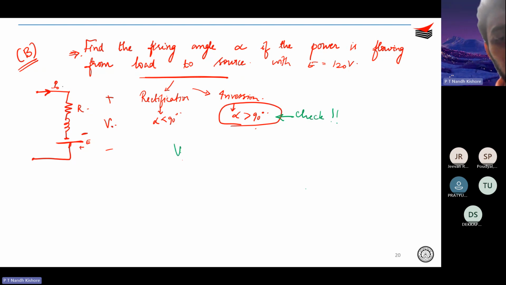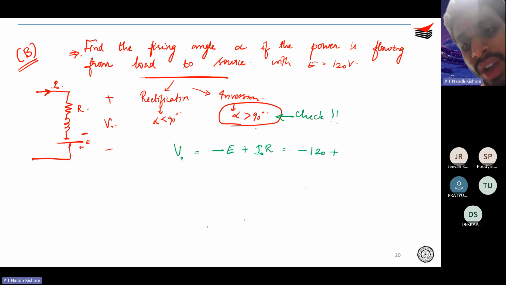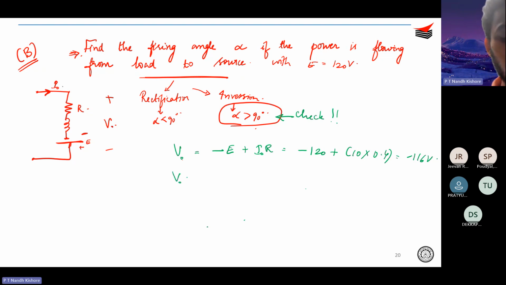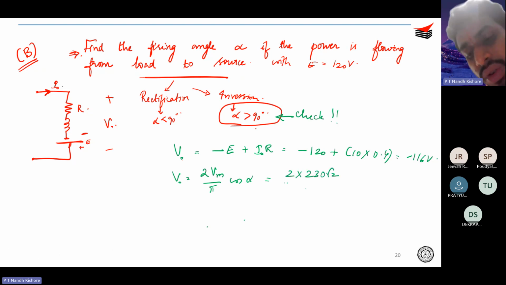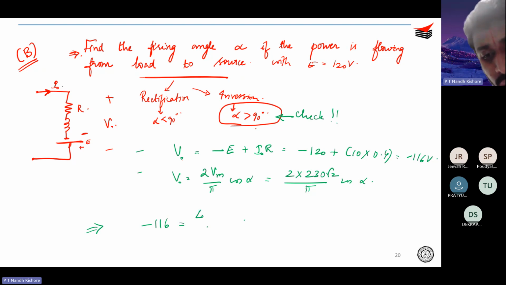Same way we will apply KVL. V naught is now minus E plus I naught into R, correct? Because E is reversed in polarity. Therefore, minus 120 plus 10 into 0.4, which is minus 116 volts. And of course, your V naught will always be 2 Vm by pi cos alpha, which is going to be 2 times 230 root 2 over pi cos alpha. So you equate these two, you will be ending up with minus 116 equals 460 root 2 over pi cos alpha.